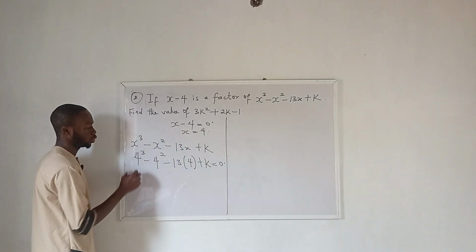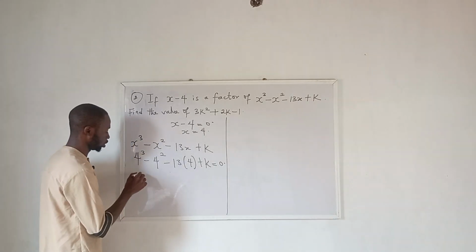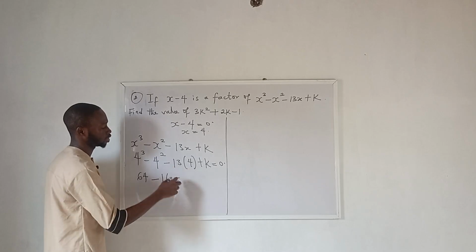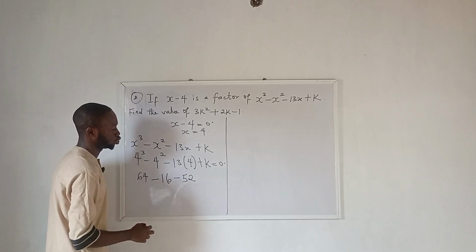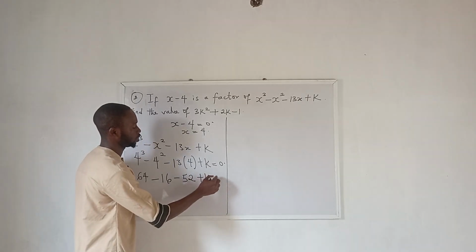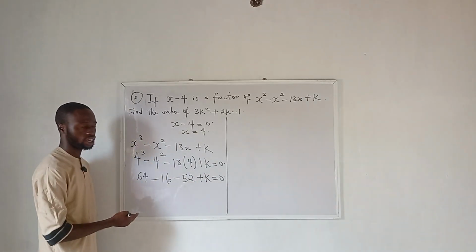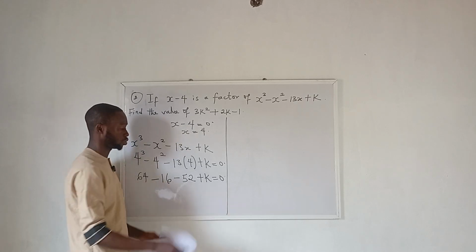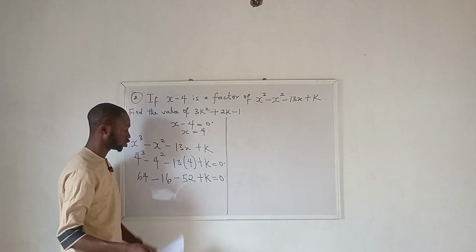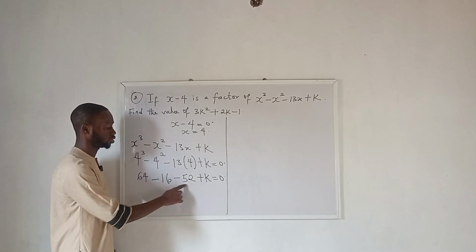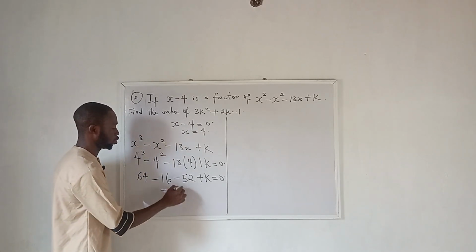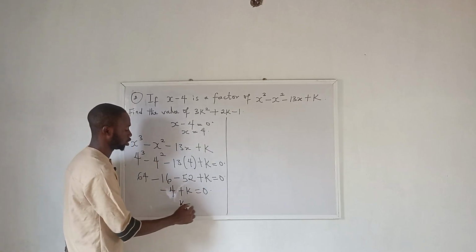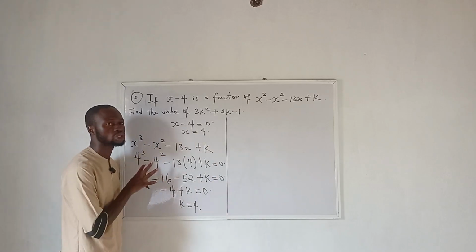So what we'll have is 4 raised to the power 3, which is 4 times 4 times 4. And you agree with me that that's 64, minus 16, minus, so 4 times 13 will give us 52. That will give us 52 plus k equals 0. So let's simplify: 64 minus 16 minus 52 plus k equals 0. 64 minus 16 minus 52 gives us minus 4, plus k equals 0. If we take this to the other side, k is equal to 4. Now remember, the question did not say find the value of k.